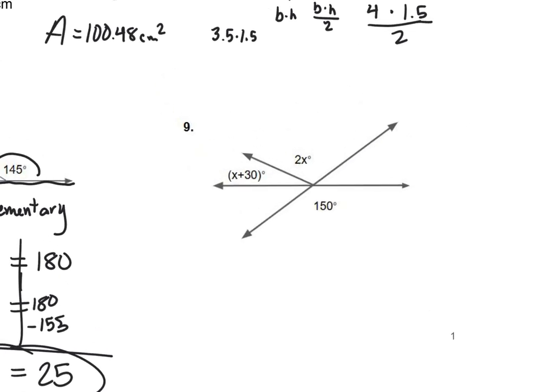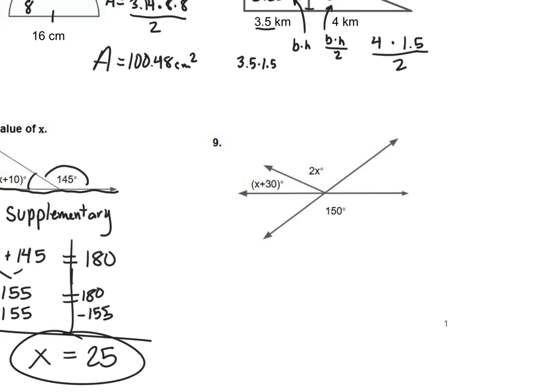Number 9 looks a little bit different, right? I see a straight line, but there's a whole bunch of other ones going on here. What we actually have here is something that looks like this. I see that I have two straight lines. There's one, there's two that are intersecting.